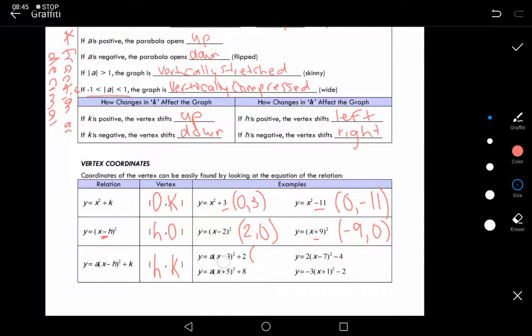So for this one, my h, remember, has to be the opposite. So instead of negative 3, I'm going to write positive 3. And my k value is just exactly how it appears. So this is positive 2. Here, again, it appears as positive 5. So my vertex is actually at negative 5, 8. Again, opposite sign, 7, negative 4. And negative 1, negative 2. Again, it's negative because it has to have the opposite sign.